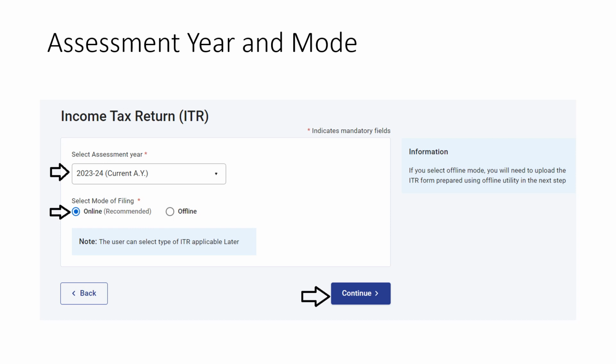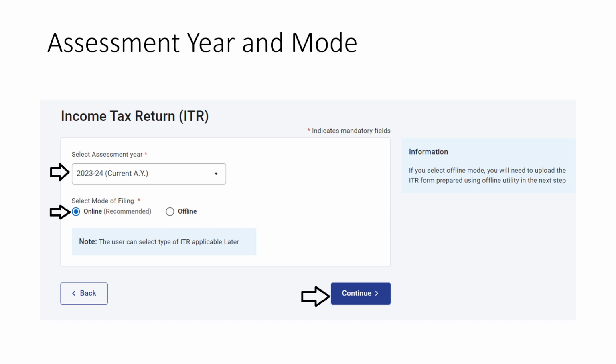So assessment year 23-24 means that this is for the financial year 2022 to 2023. Okay, and then you can select the mode of filing. I recommend the online mode because that is pretty simple nowadays. From last year, we have this online option of filing the tax returns, which is a revamped one.